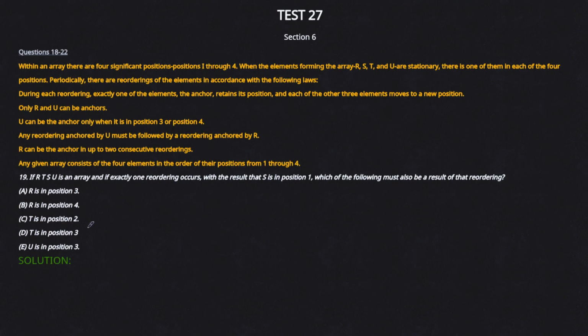Question number 19. If R, T, S, and U is an array, and if exactly one reordering occurs with the result that S is in position number 1, which of the following must also be a result of that reordering? Okay, let's just draw it out. So for the first time, we have positions 1, 2, 3, and 4. And for the second time, we again have 1, 2, 3, and 4. So we know we have R, T, S, and U, and S moves to position number 1.